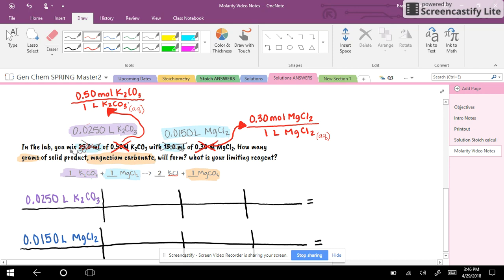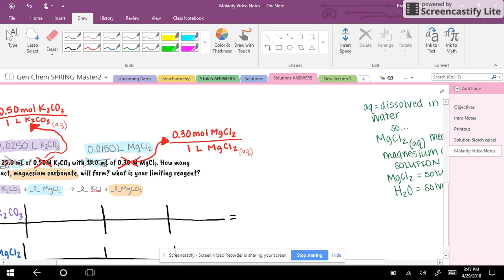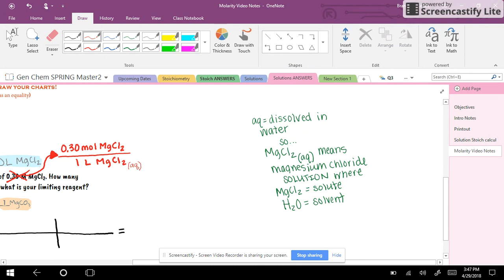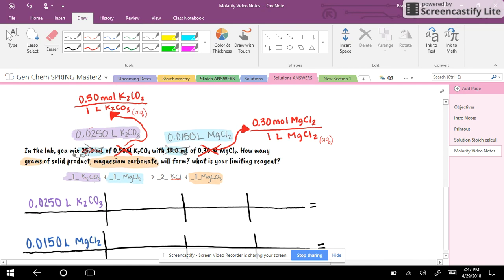Now I want you to just look here. I put AQ here, and just as a little side note, remember that aqueous means dissolved in water. And in our notes, it says that this should be 1 liter of solution. So you might be asking yourself, well, why did she put MgCl2 when it's supposed to be solution? Well, remember that if it's aqueous, it means that it's a magnesium chloride solution, where the magnesium chloride is the solute and the water is the solvent. So when we write MgCl2, it's kind of implied that the numerator is the solid dissolved into the solution, which is on the denominator. So I just wanted to point that out real quick.